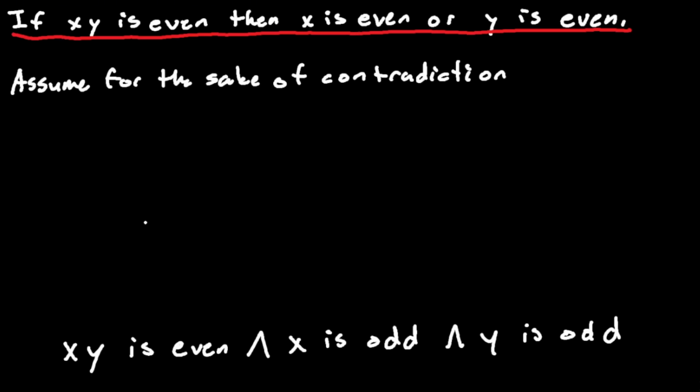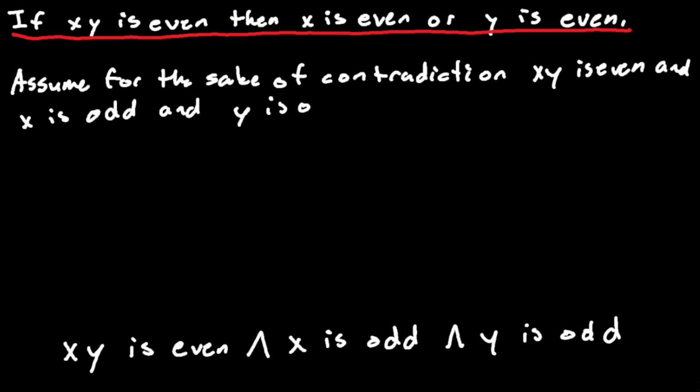Assume for the sake of contradiction, xy is even, and x is odd, and y is odd. All right. And let's introduce the variables. Let x, y be integers. All right.